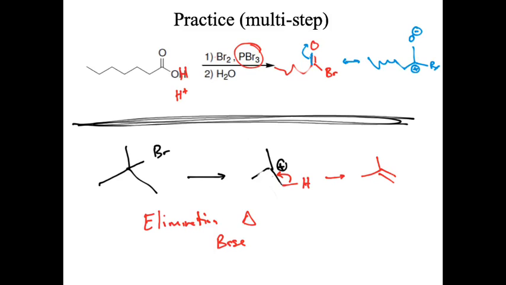Do I need a strong base in a one-type mechanism? No. Do I have a carbocation? Yes. Do I need a strong base? No. But I would need to remove a hydrogen. Is there a hydrogen at that position? Would that hydrogen be acidic? Yeah, it should be even more acidic than the one down here.